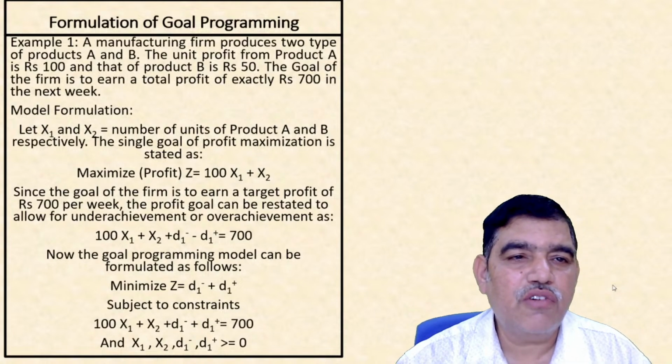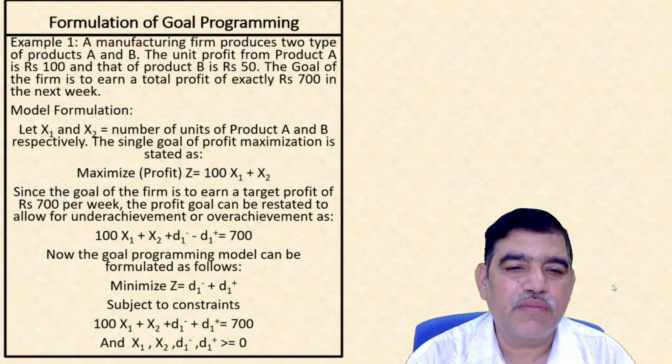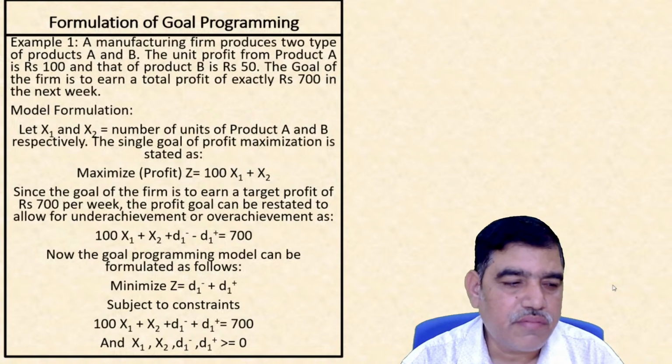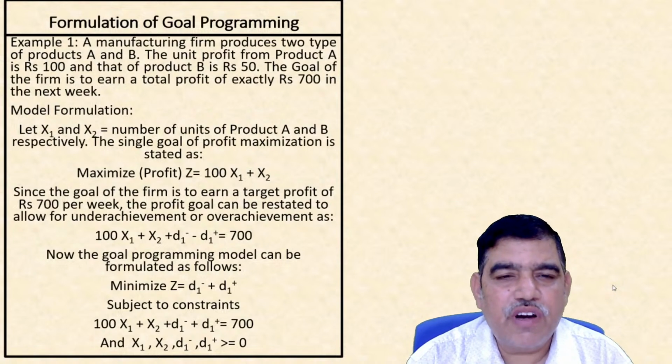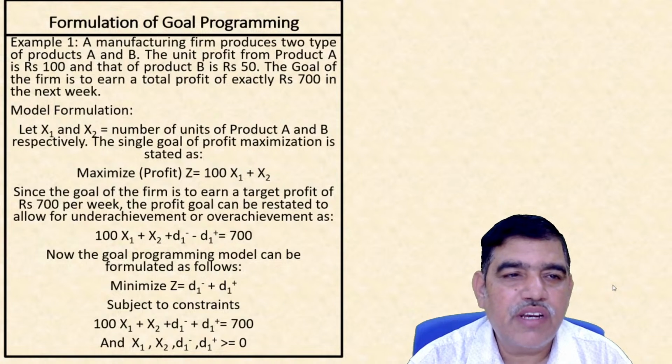Let us consider how to formulate a goal programming problem. One example I am explaining here. A manufacturing firm produces two types of products, A and B. The unit profit from product A is rupees 100 and that of product B is rupees 50. The goal of the firm is to earn a total profit of exactly rupees 700 in the next week.